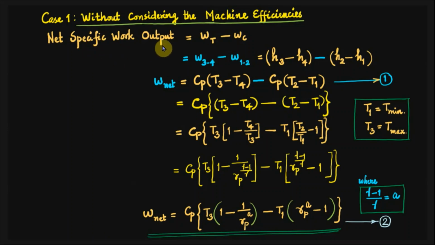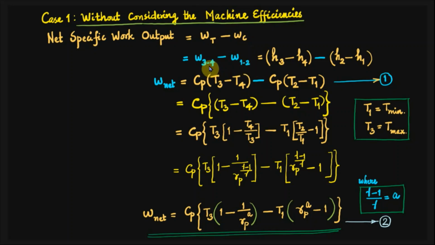Net specific work output, that is the specific work output per unit mass of air or unit mass of gas, is equal to work done by the turbine minus work done on the compressor. Remember, we are talking about the specific work done, that is work done per unit mass of air. So W34 minus W12. Remember, we are considering the ideal isentropic expansion 3-4 and the isentropic compression 1-2.